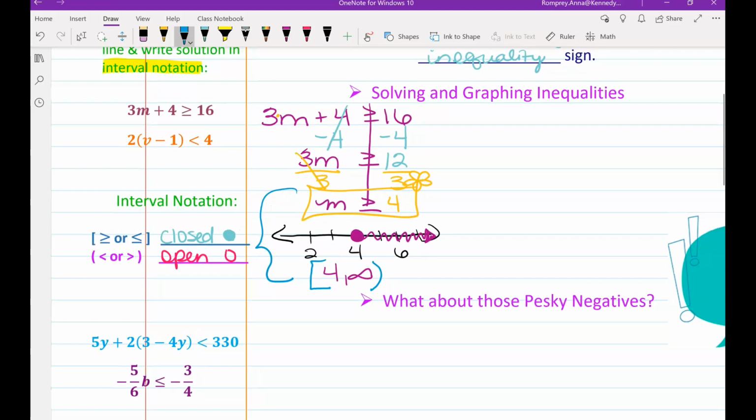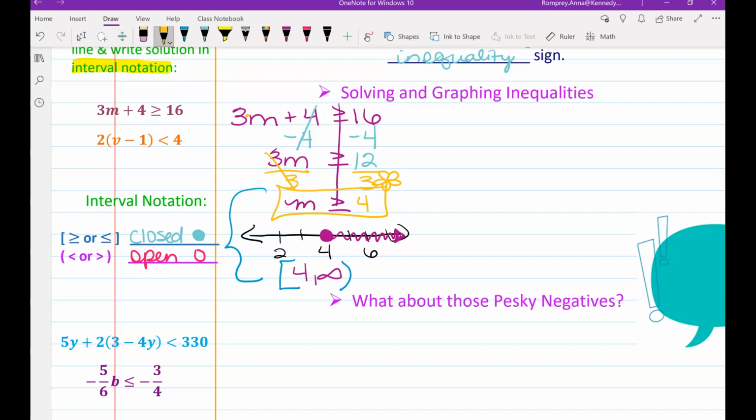Ready to try another one? Okay, let's look at 2 times the quantity v minus 1 is less than 4. Just like solving an equation, where do we start? All right, I have 2 times the quantity v minus 1. So let's go ahead and distribute that 2. 2 times v, 2v. 2 times negative 1, always include that sign. Negative 2 is less than 4.